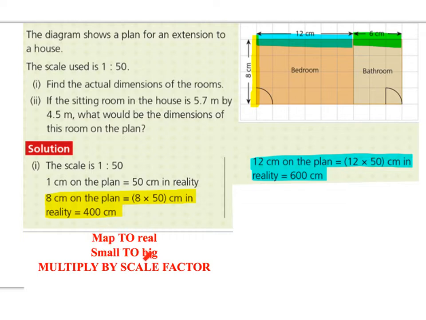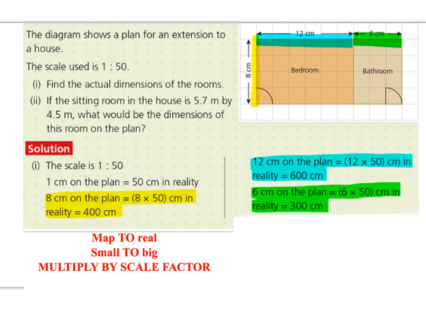We're going from small to big, so we multiply by the scale factor, we don't divide. And lastly, we have the bathroom wall, which is 6 centimetres wide. So in the same way, 6 centimetres on the plan is equal to 6 multiplied by 50. We're multiplying by the scale factor, centimetres in reality, and 6 times 50 is 300 centimetres. So this 6 centimetres on the small little plan is actually 300 centimetres in real life.